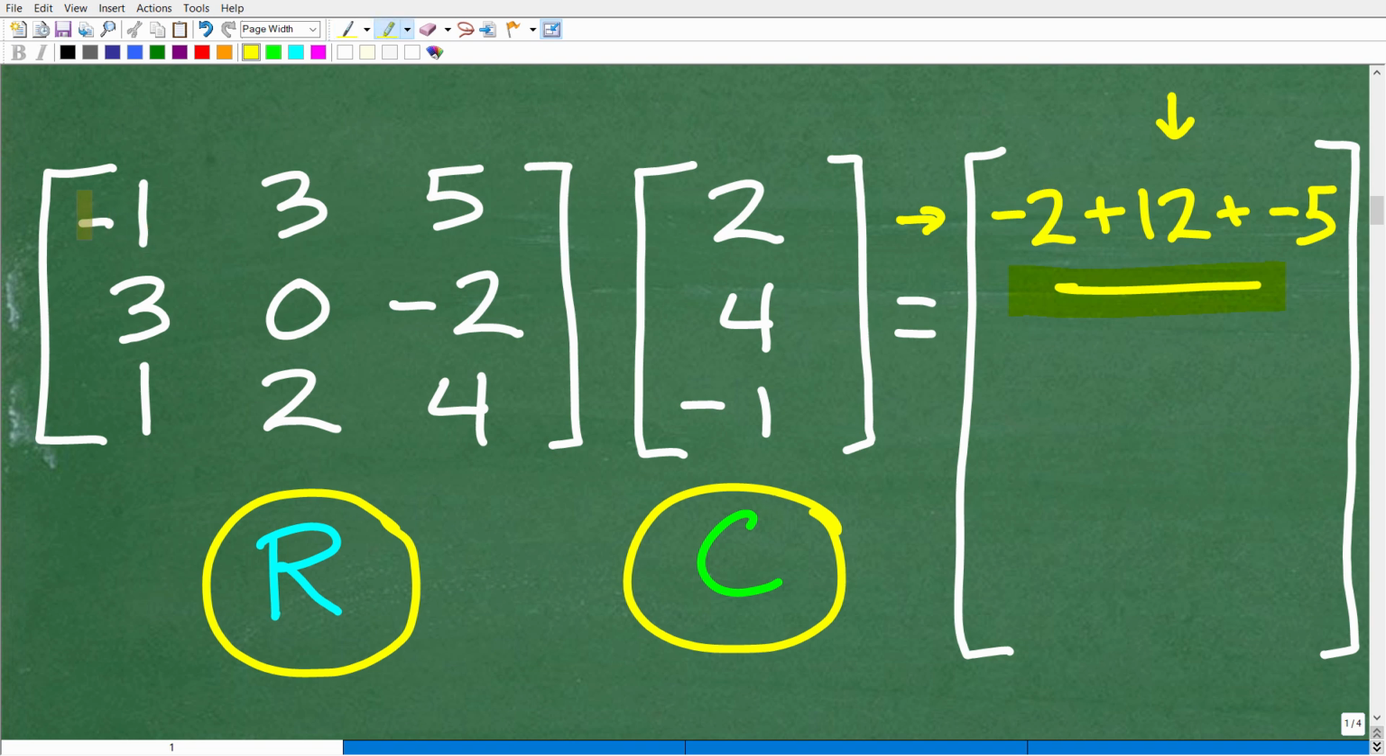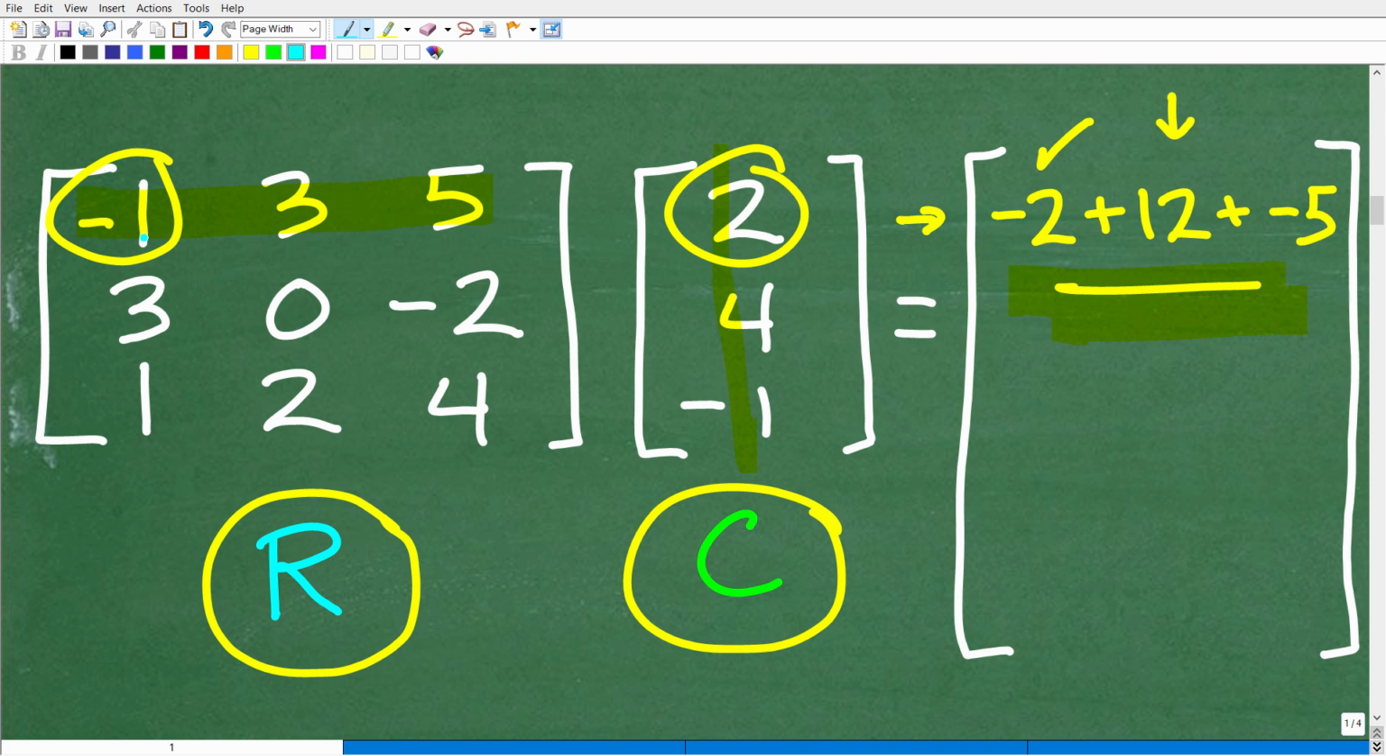So to compute this, we're going to use row 1, column 1, because that's what we want. Right here, we want to compute row 1, column 1. Okay, so how do we do this? Well, here is what we do. You're going to take the first entry of the row and the column, and we're going to multiply. So -1 times 2 is what? -2.